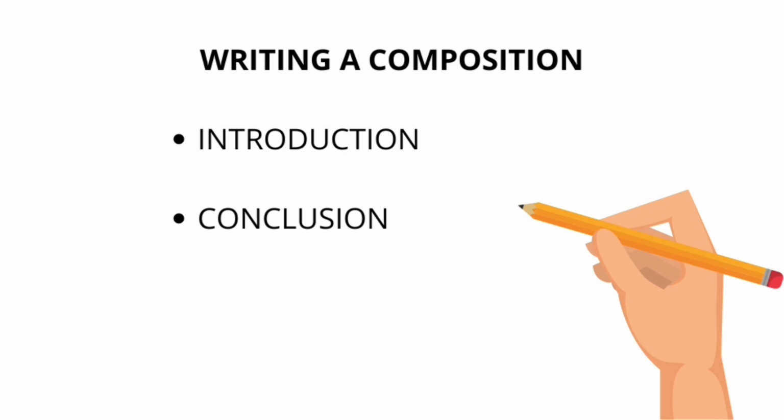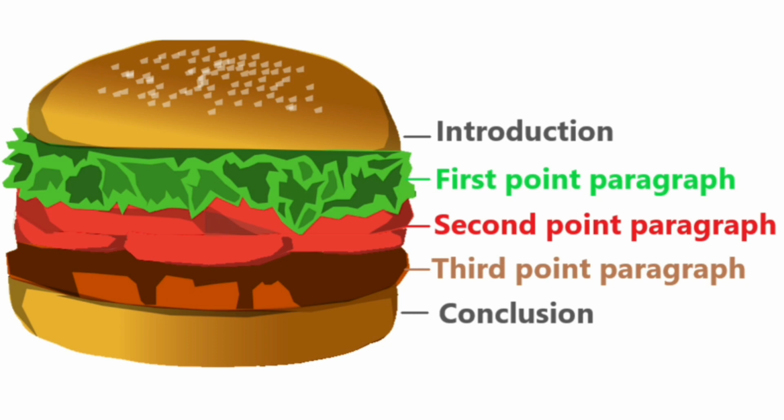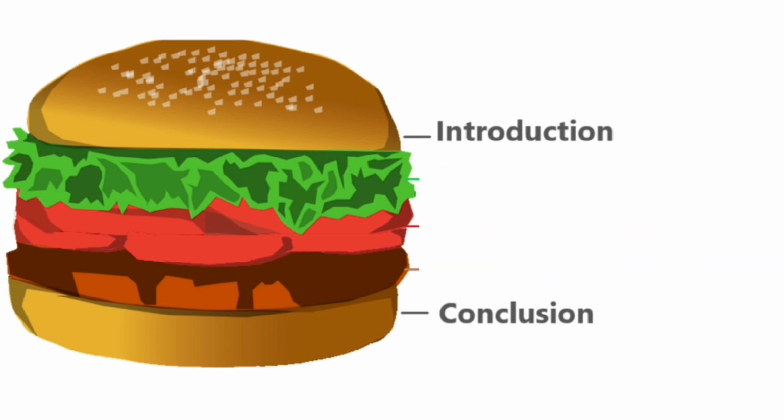Okay. First of all, you must remember that an essay or a composition is like a burger. You have introduction, first point paragraph, second point paragraph, third point paragraph, and then you have the conclusion or the ending. First point paragraph, second point paragraph, and third point paragraph, I call it as body content. So you have introduction, body content, and conclusion. So today we are going to look at introduction and conclusion only. Body content we will learn it later.